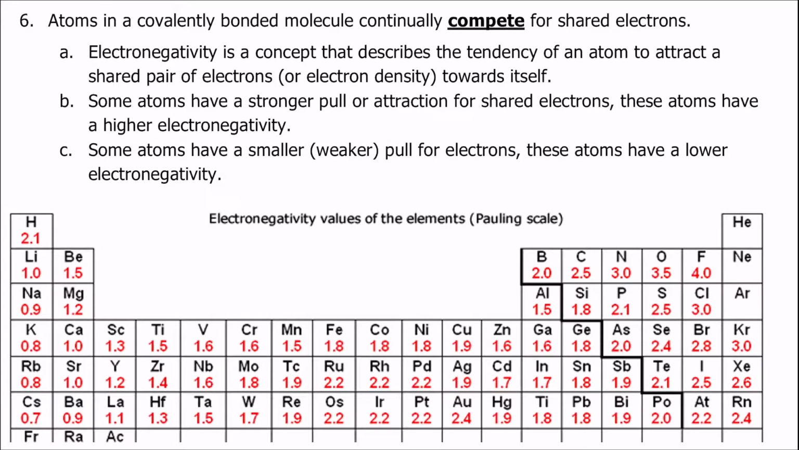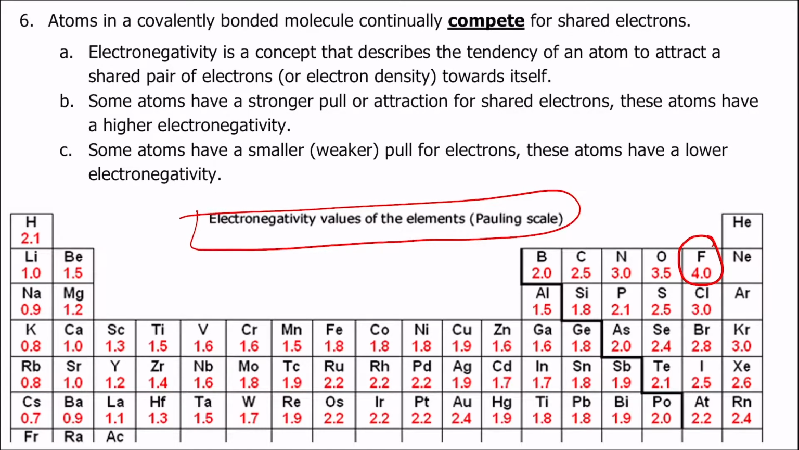Let's take a look at this periodic table. If we look at fluorine, we'll see a number under it. Since this is a special periodic table that has electronegativity values, we'll see that 4.0 is fluorine's electronegativity value. Oxygen next to it is 3.5. So let's compare these real quick. Fluorine has a bigger number, 4 compared to 3.5, but what that means is fluorine has a higher electronegativity, which means fluorine will attract electrons stronger than oxygen.